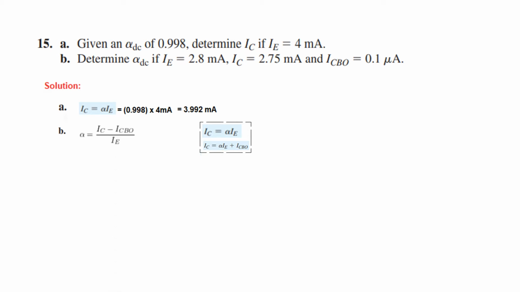So from here we can find alpha to be IC minus ICBO divided by IE. I hope you can find this from this formula. And now we put in the values. IC is 2.75, ICBO is 0.1 microampere, and IE is 2.5. So putting in the values and solving, we get alpha to be 0.9821, which is more accurate.